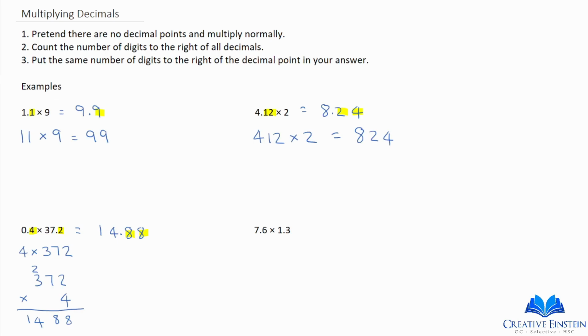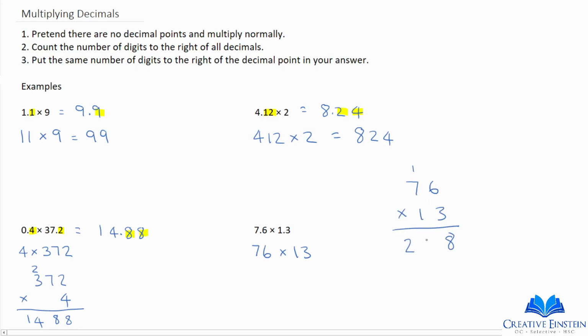Okay guys, we'll do one more example here before we move on to a word problem. So 7.6 times 1.3. We're doing 76 times 13. So I'm going to do some working out here. 76 times 13. 3 times 6 is 18. 3 times 7 is 21 plus the carryover, which is 22. We add the 0 in. 1 times 6 is 6. 1 times 7 is 7. Add that up. 8, 8, 9. So that equals 988.